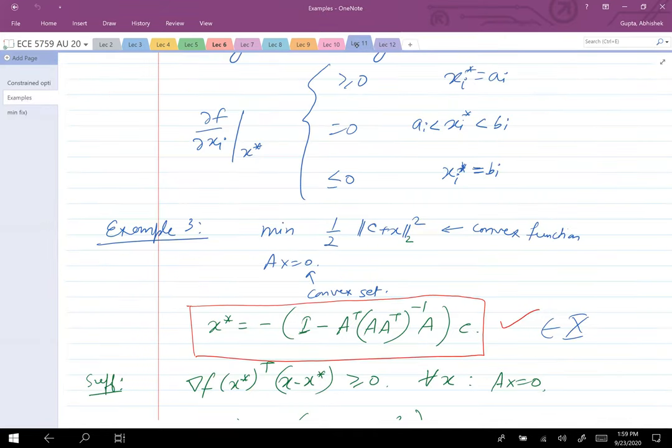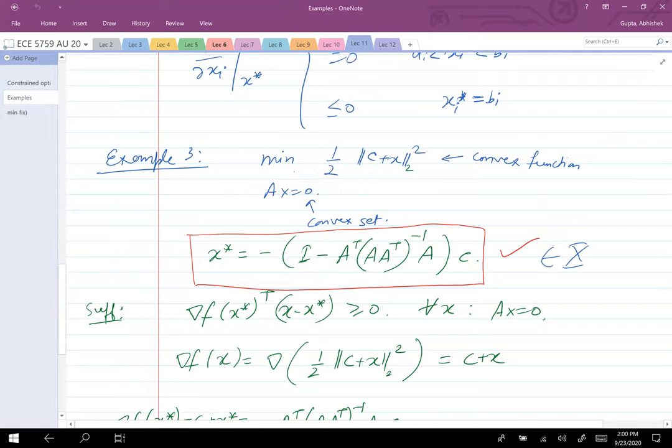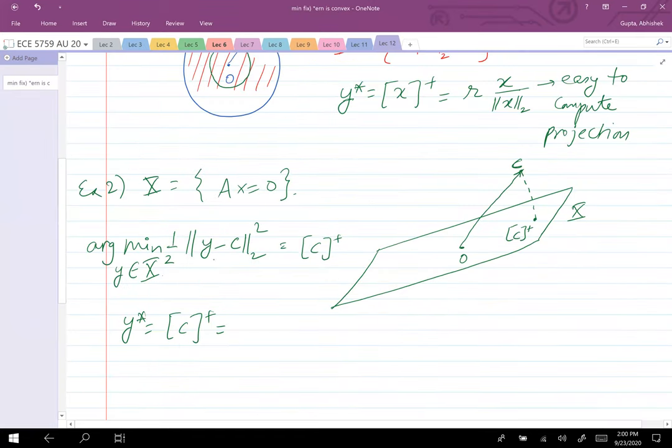So let's just go back to, oh, this is the example. So minimum of half c plus x squared. So we had argued over Ax equal to 0, and we had argued that this is the optimal solution: x star equals minus some matrix multiplied by c. So here c has a positive sign, whereas in the other case, we had y minus c squared. So I have to replace c with negative c in the previous expression. So that would be I minus A transpose, A A transpose inverse, A, times c. That's the projection onto this hyperplane. The projection of a point c onto this hyperplane.